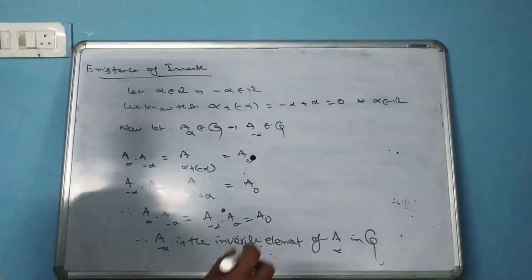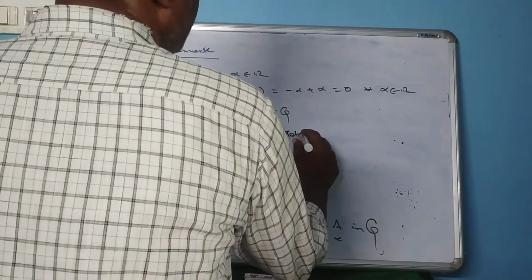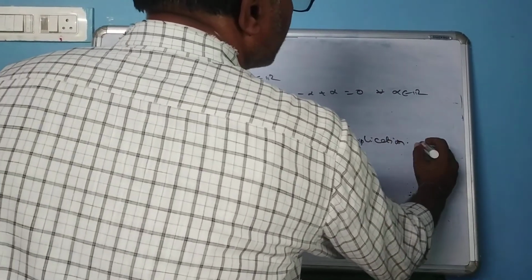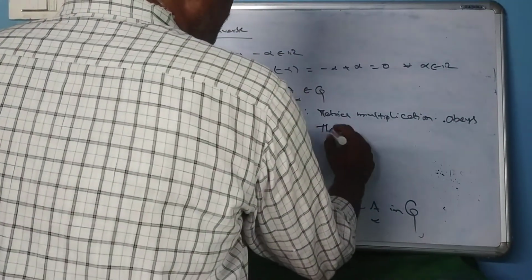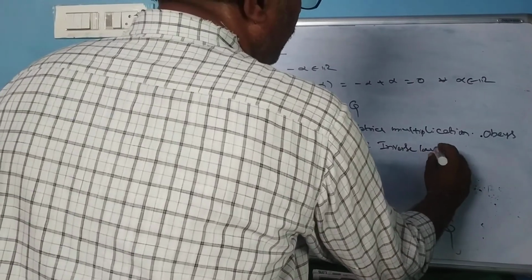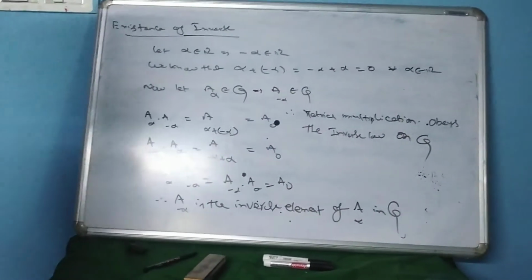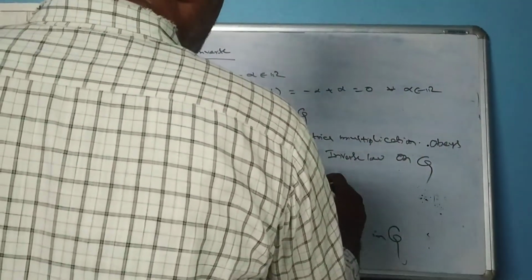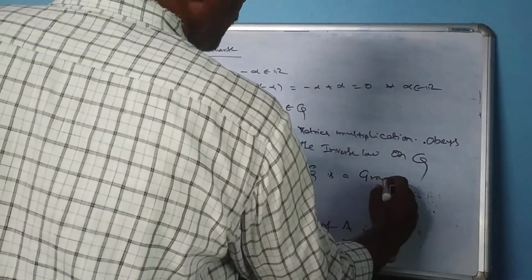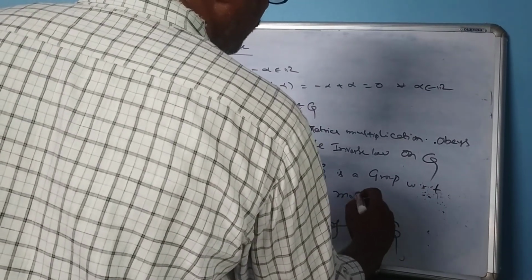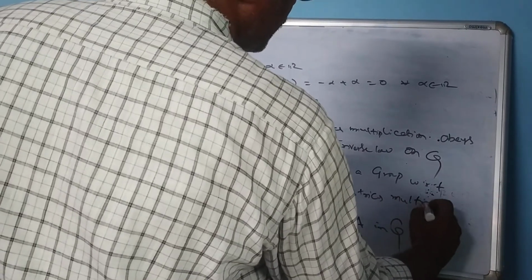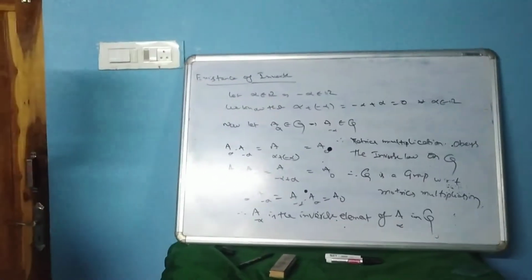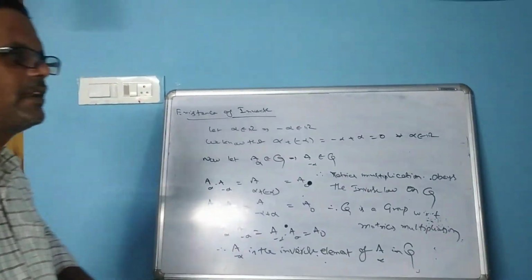Therefore, matrix multiplication obeys the inverse law on G. Therefore, G is a group with respect to matrix multiplication. Friends, this is the problem. The G is a group under matrix multiplication.